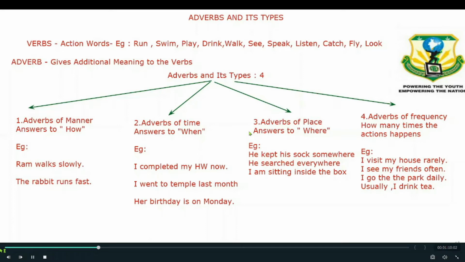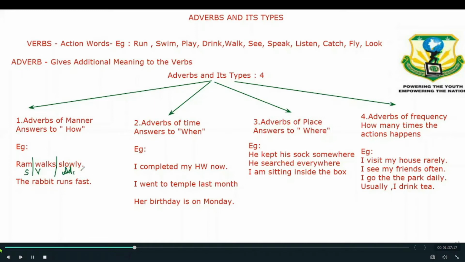For example, Ram walks slowly. Here, Ram walks. About whom are we talking? Already we know what the subject is, right? We are talking about Ram. Here, Ram is the subject. Walks is the verb. And how does Ram walk? Slowly. Slowly is the adverb of manner, because it answers the question how.